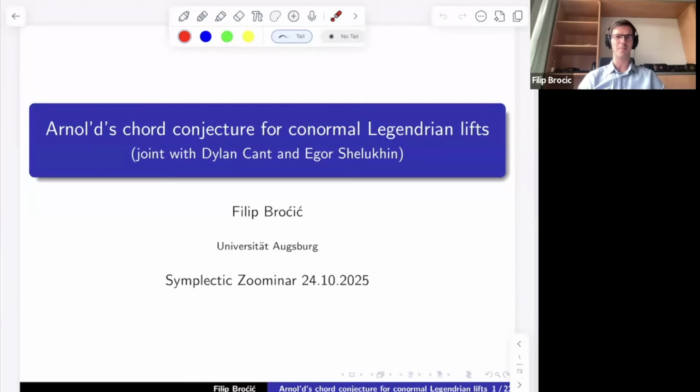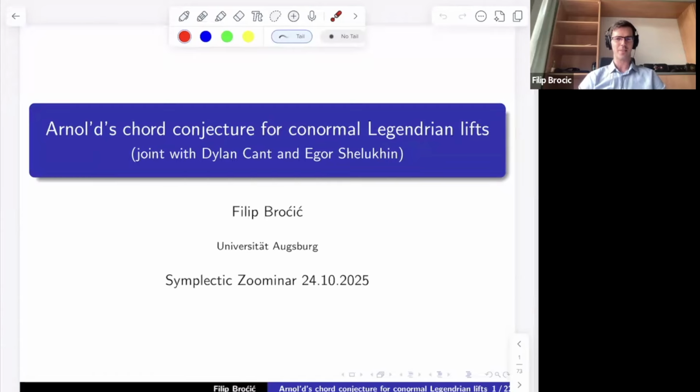I would like to extend my gratitude to the creators of the Symplectic Zoominar, because, as we are aware, it started during the lockdown and the pandemic, when I was just beginning my PhD. It was very useful to be in touch with science, even though I was not able to get much out of it, but still it was nice to have something going on.